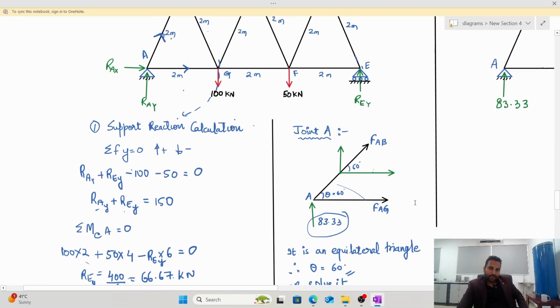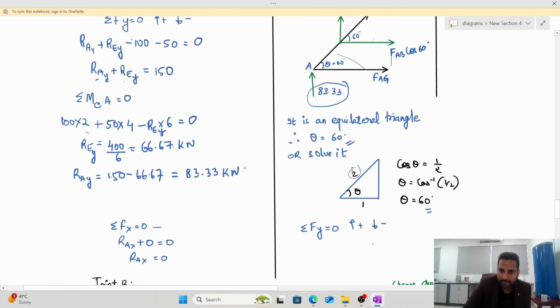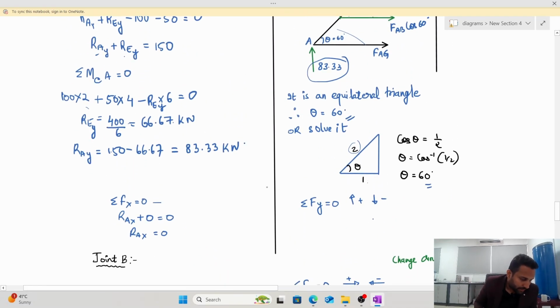So now first I will do summation of forces in y direction. What all forces are there in the y direction? You have 83.33 and you have FAB; this is your FAB sin theta, and this is your FAB cos theta. So you have 83.33 plus FAB sin 60. So I will write here, I have 83.33 plus FAB sin 60 is equal to 0.